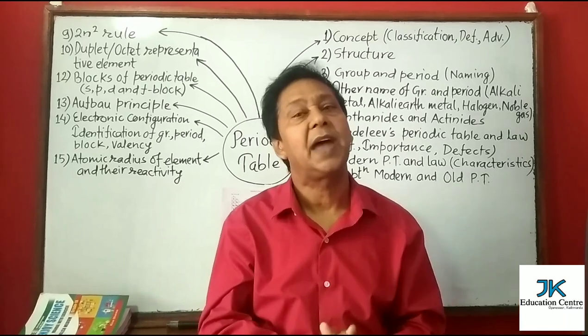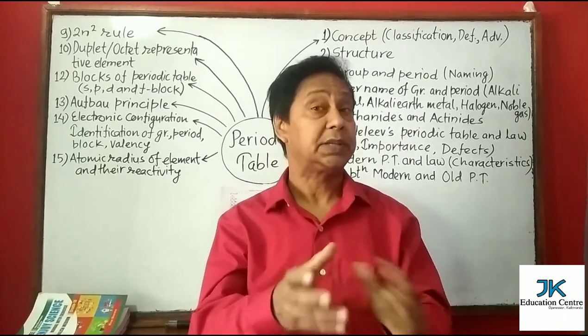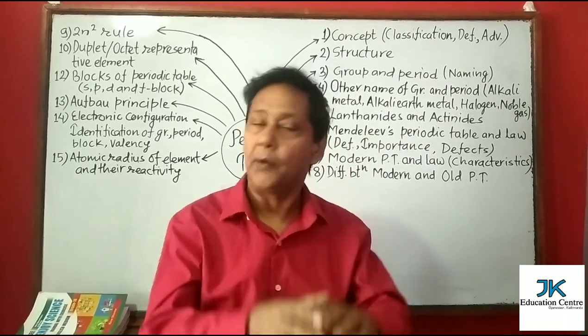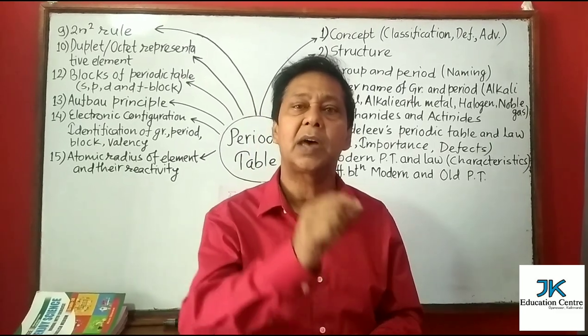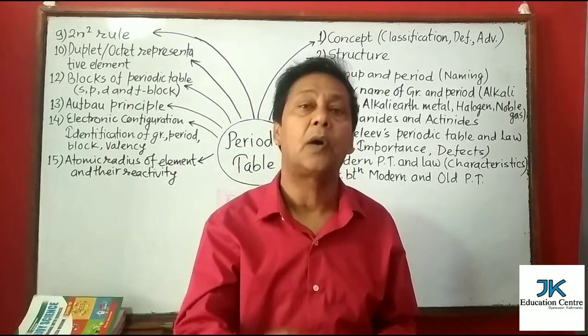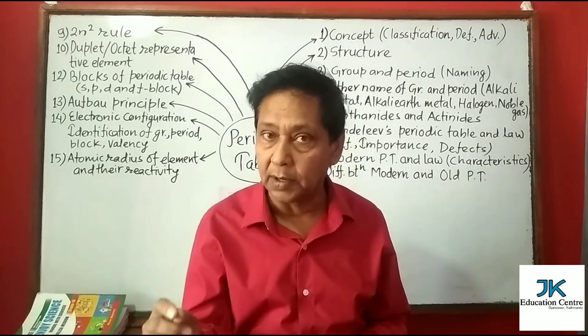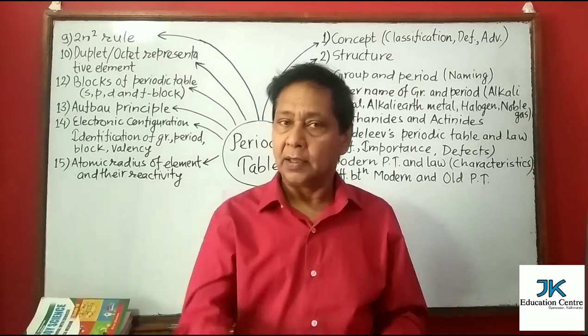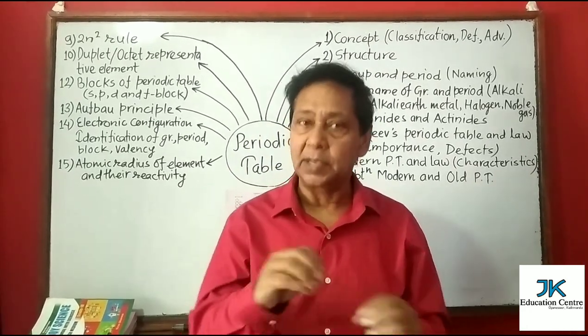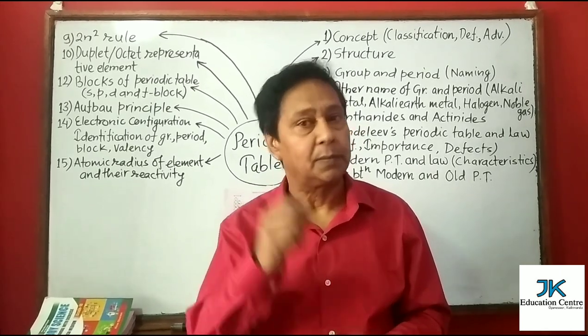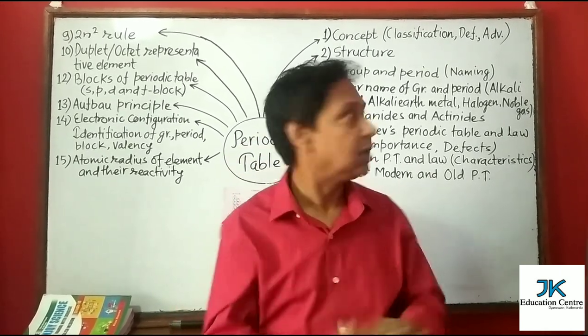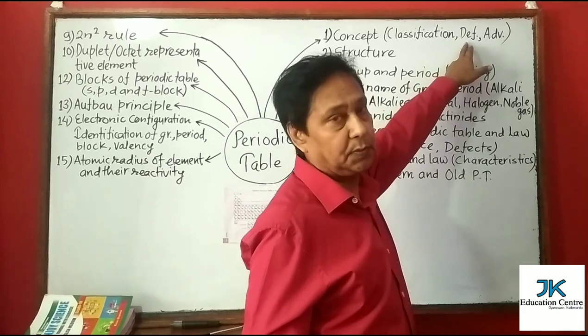Now how can we define the periodic table? Periodic table: it is a table of all the elements in which elements are arranged in the increasing order of their atomic number in such a way that the elements having similar electronic configuration are placed in a group. This way we can define the periodic table.